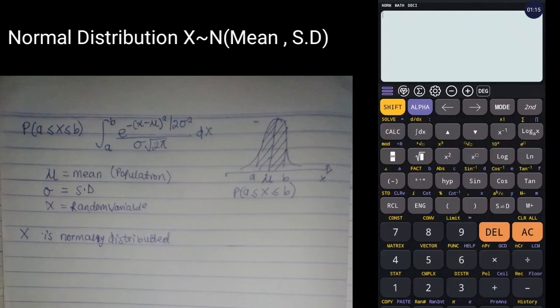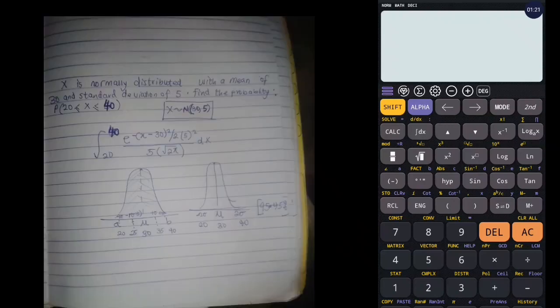So let's take a question. This question says X is normally distributed with a mean of 30 and a standard deviation of 5. Find the probability of having a value between 20 and 40, probability of 20 less than or equal to X, less than or equal to 40. If we write it down in this form, X tilde N shows that it's normally distributed. If you have P or B, then it's not normally distributed.